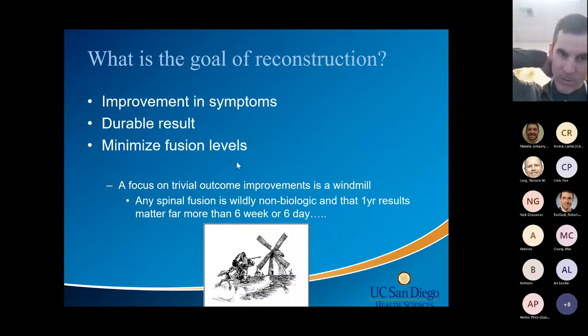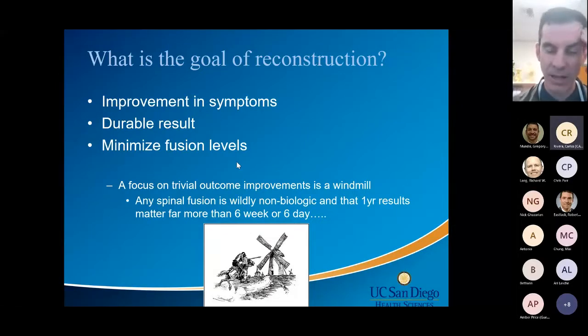So what is the goal of what we're doing, right? Ultimately, it's going to be the improvement in symptoms and creating a durable result, then finally minimizing fusion levels. And this last thing even came up in a discussion Greg and I were having on Saturday night, but I think that if we focus on all these trivial outcome improvements, we're wasting our time. And the idea of doing an MIS TLIF so that your blood loss is 40 instead of 100 for an open TLIF, and your length of stay is perhaps 1 day shorter, we're chasing down the wrong thing.